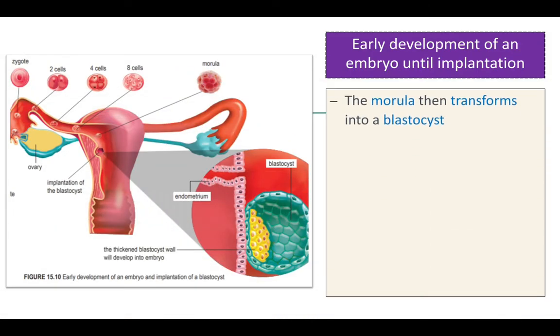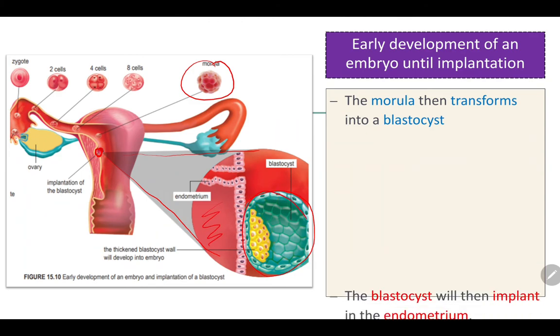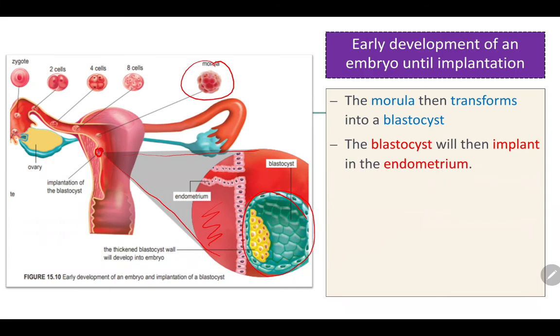Okay, the morula here then transforms into a blastocyst. Okay, blastocyst here. The blastocyst is close to the endometrium wall. Okay, when we zoom into the blastocyst structure, this is the blastocyst structure. Okay, this is the endometrium wall. Okay, what happened to the blastocyst? The blastocyst would then implant in the endometrium wall.